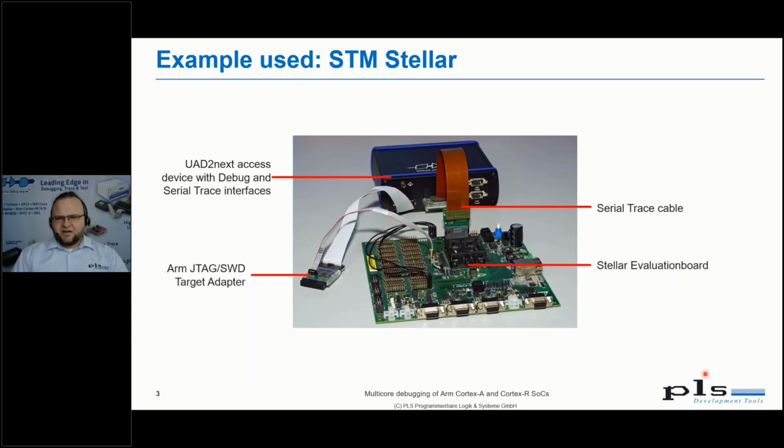The demo board on the desk looks like that. We have connected one of our universal access devices, UAD2Next, with Ethernet and USB 3 connection to the target board, which is an evaluation board for this STM Stellar controller. The UAD2Next is connected with an SWD adapter to the target and via a serial trace cable to collect the trace output of the Aurora multi-gigabit high-speed trace.